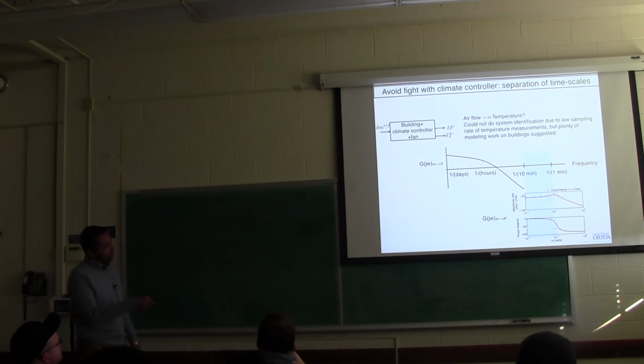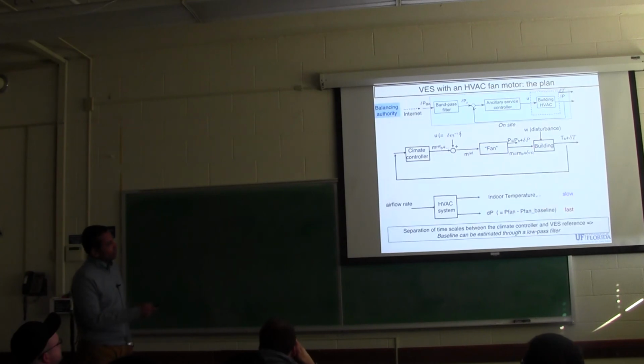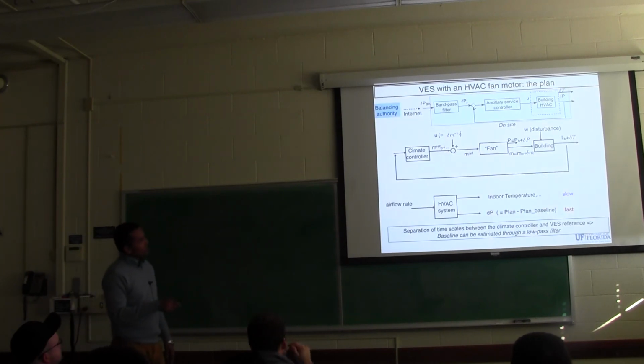We don't want to go slower, because then it's going to start affecting temperature. It's going to be picked up by the climate control system. The two things are going to start fighting. So we're going to pick this range of frequency. Okay. So that problem is solved.